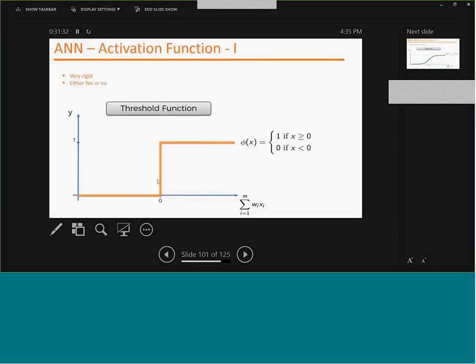Now we'll see what the activation functions are all about. The first one is called the threshold function. It's very rigid. If x is greater than or equal to 0, then its value is 1. But if the signal is negative, that is x is less than 0, then it marks it as 0. So the threshold function is very, very rigid. It gives the output either as yes or no.